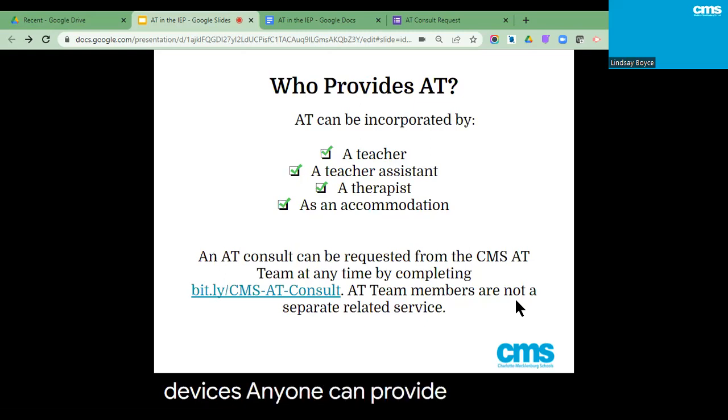Anyone can provide AT, a teacher, an assistant, a therapist. A lot of AT is really about accommodation. It's about setting up a student for success.